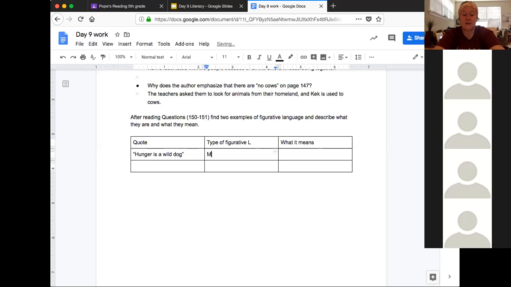Metaphor. It's a metaphor because it does not use like or as. Good, but we're comparing hunger to something. And what does it mean? I'm comparing hunger to a wild dog. So what does that mean about hunger? Hunger is a wild dog gnawing on a dry bone, mad with impatience, but hoping still.